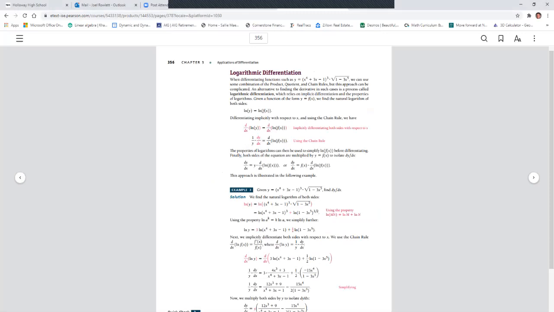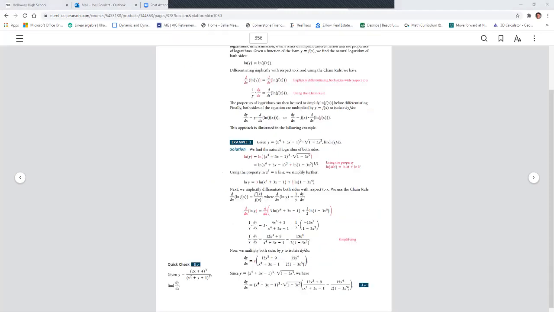We can also apply implicit differentiation to logarithms, and hopefully you have not forgotten the rules for differentiating logarithms. But let's look at an example here. Let's look at example 3.